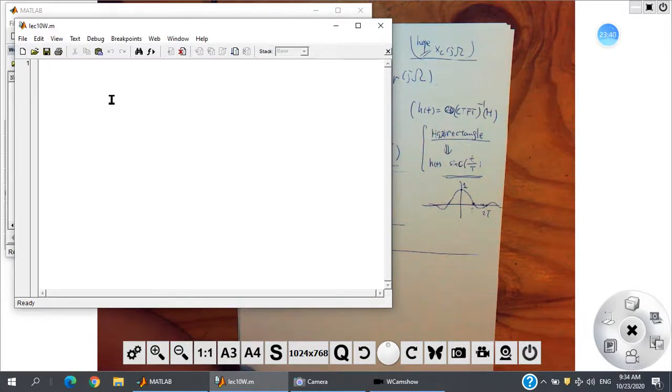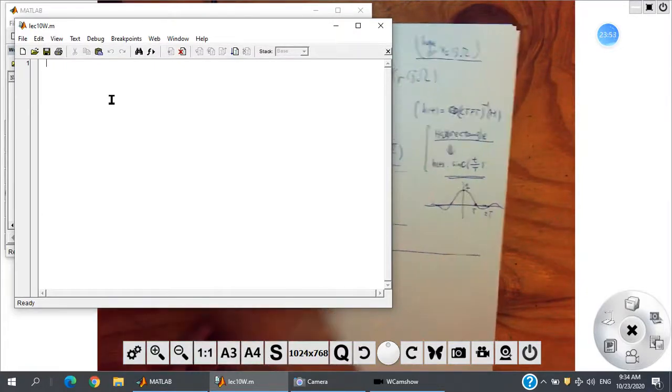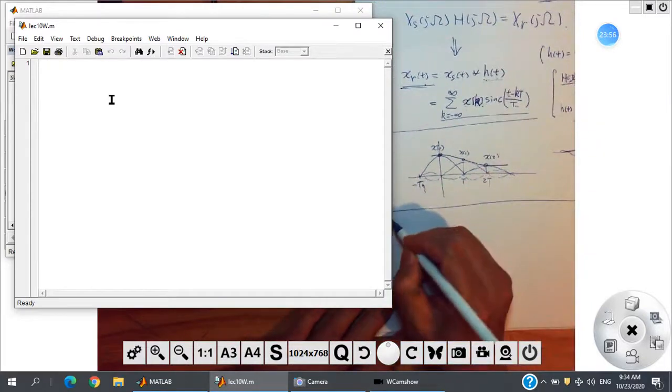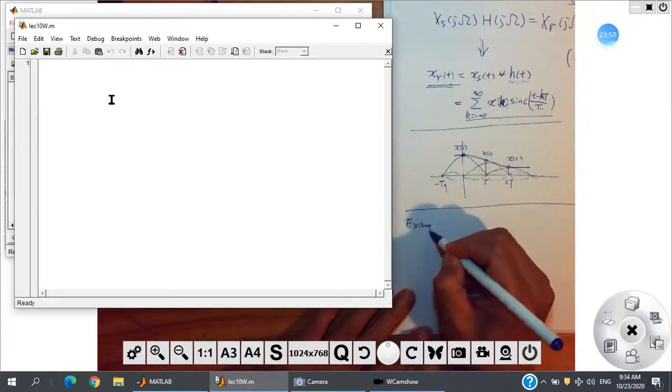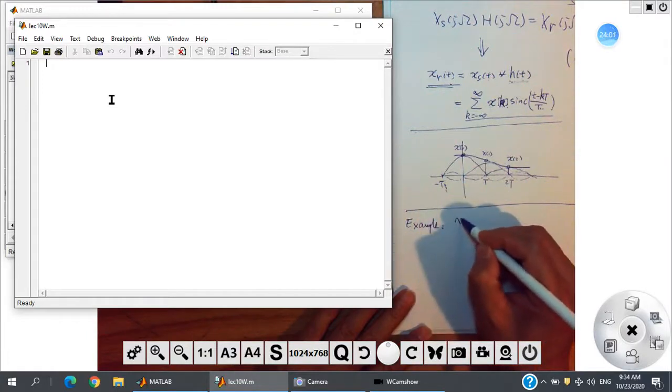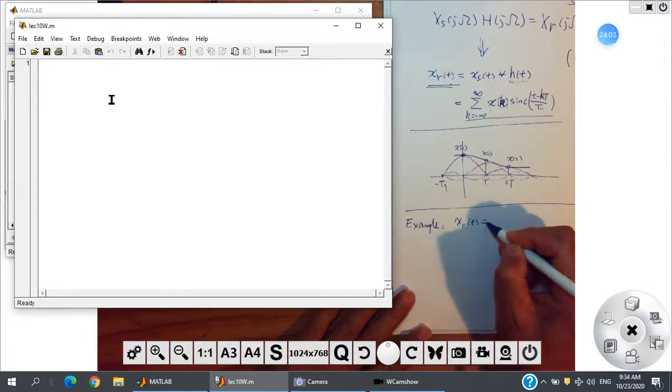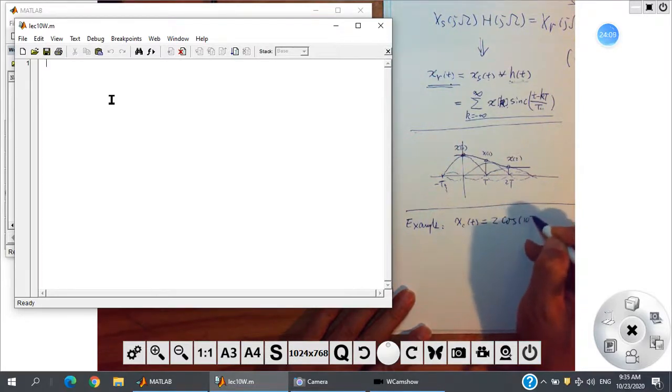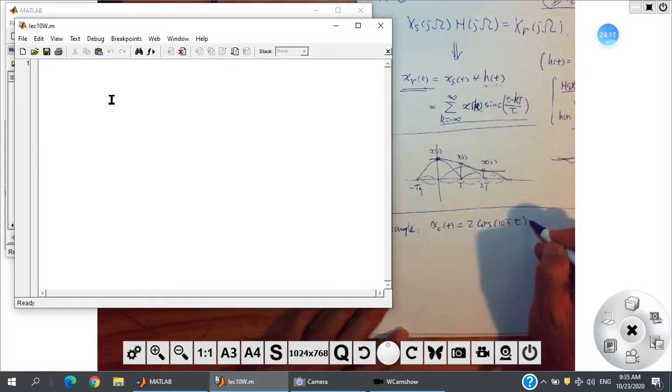I want a sample signal. I take samples from a continuous time signal and then try to restore it. Okay, what kind of signal can we use? For example, I use xc of t, which is whatever, like 2 cosine 10 pi t, plus 3 sine 7 pi t. I consider this signal.